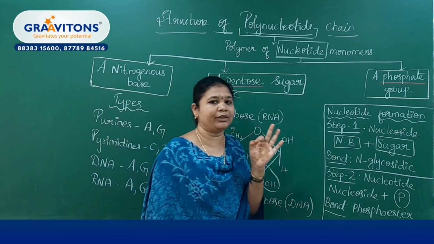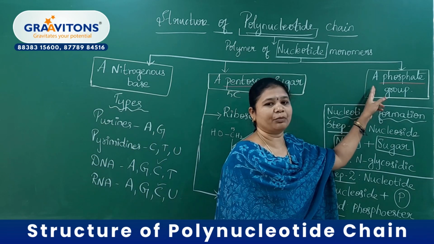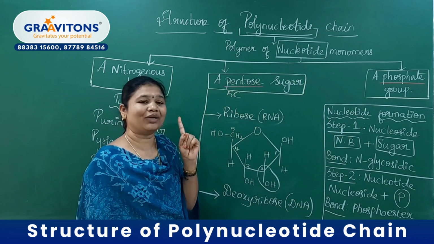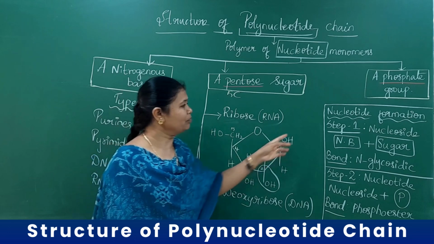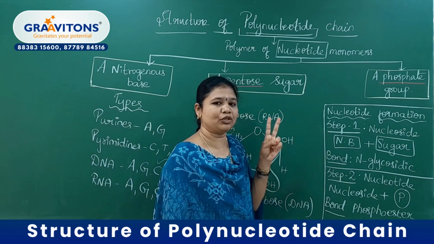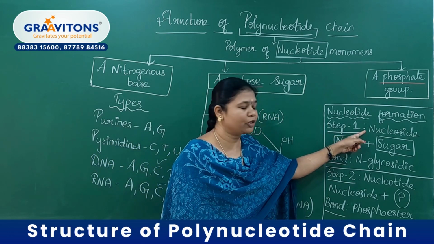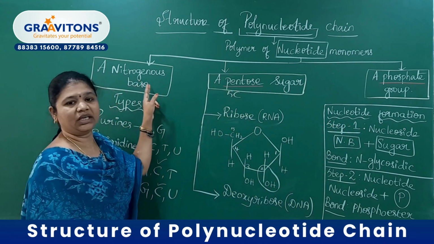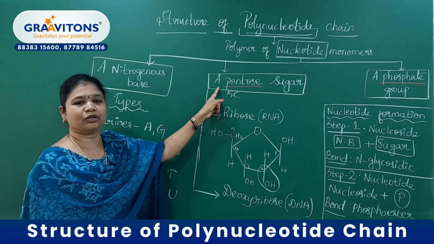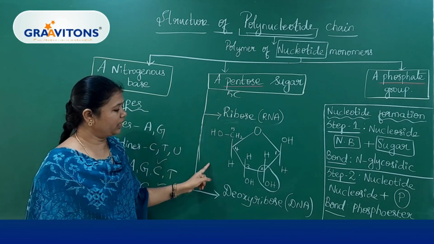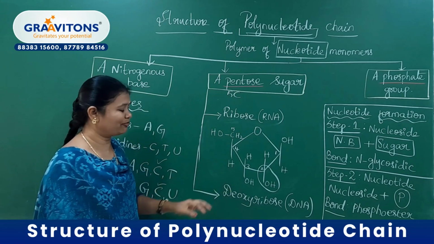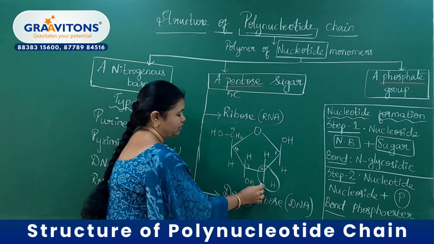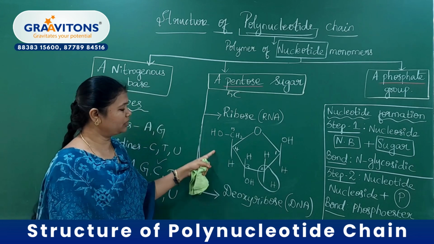And the third component of the nucleotide is a phosphate group. Now let us see how these three bond to form a nucleotide. Nucleotide formation has two steps. Step 1 is the formation of a nucleoside. In nucleoside formation we need the nitrogenous base and the pentose sugar. Let me take the example of DNA. So I am making it deoxy. Now this is deoxyribose sugar.